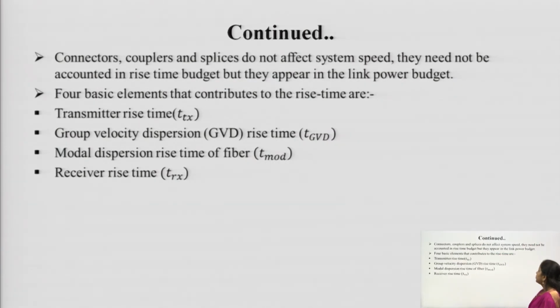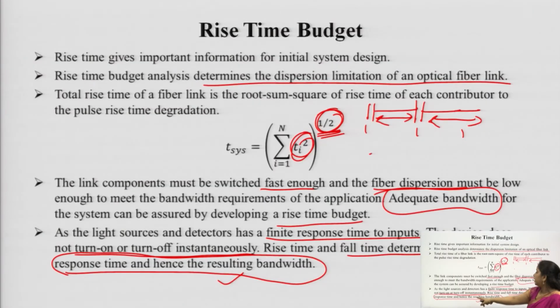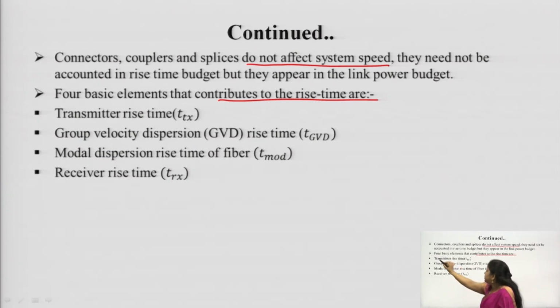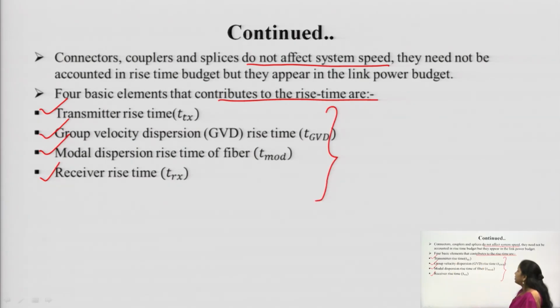The connectors, couplers and splices do not affect system speed, whereas in the last line it is told that light source and detectors have a finite response, the device does not turn off instantaneously. So, these are the major ones, and connectors, couplers and splices basically do not affect the rise time as they affect only the power. The basic elements that contribute to the rise time analysis are transmitter rise time, group velocity dispersion rise time, modal dispersion rise time and the receiver. So, these are the 4 major contributors of the rise time.